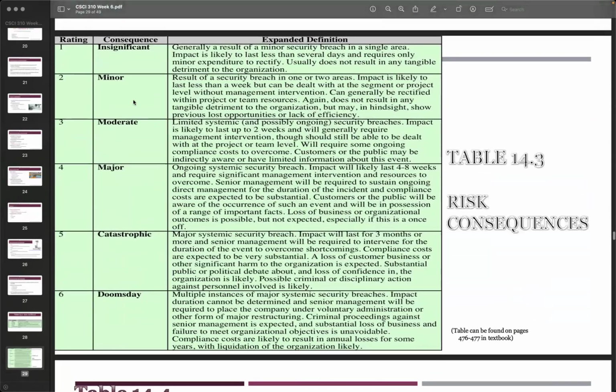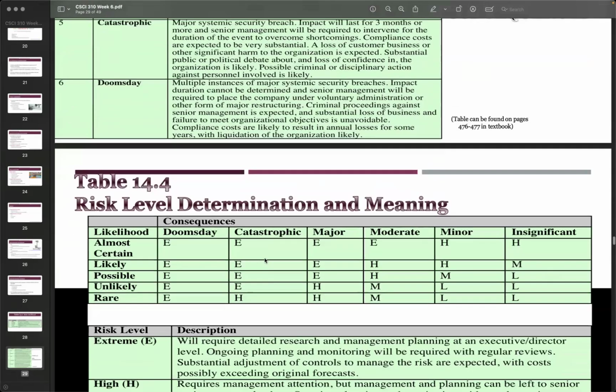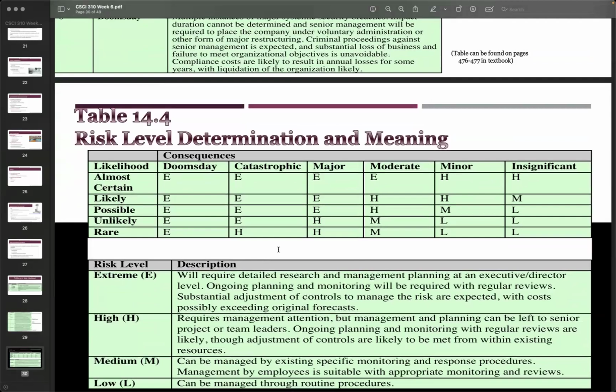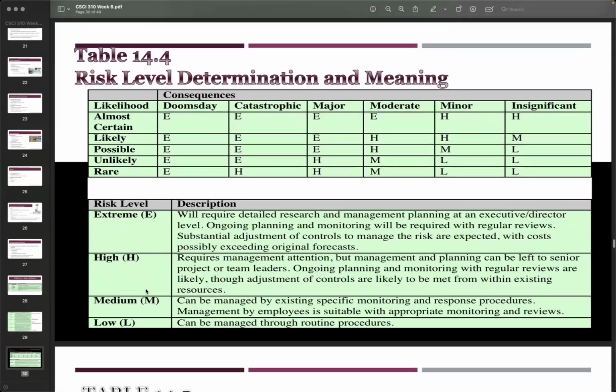Okay. And here are more details. For the consequence, we have insignificant, minor, moderate, major, so we just need to look at it for the risk consequence. And we can put all these in different levels: E, high, medium, low. The extreme level requires detailed research, and the high requires management attention. Medium can be managed by existing specific monitoring. Low just through routine procedure.